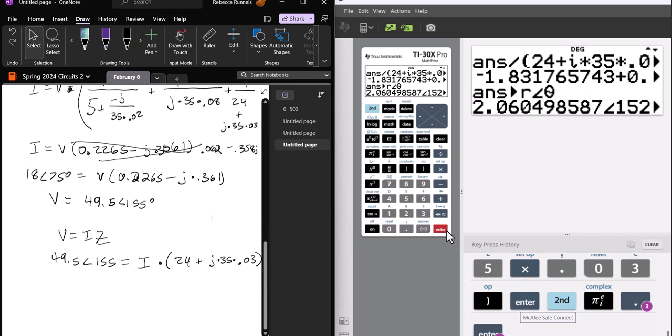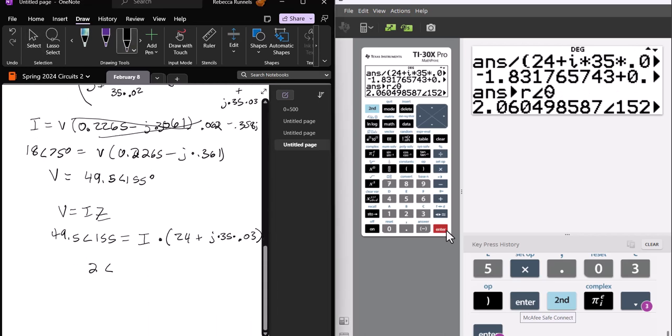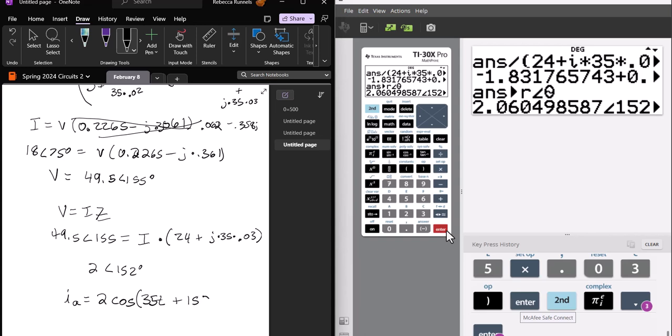And I get 2 angle 152 degrees, but I'm not quite done because this is the phasor, but I need to transform it back into the time domain. So IA is going to equal 2 cosine, open parentheses, 35T plus 152 degrees amps. Or more precisely, 2.06.